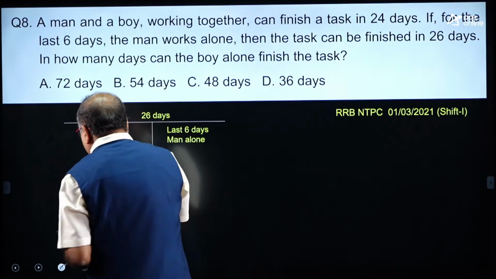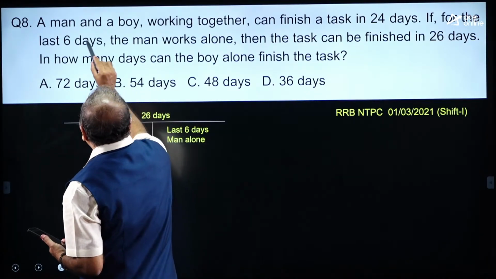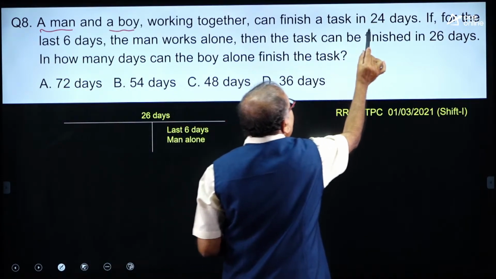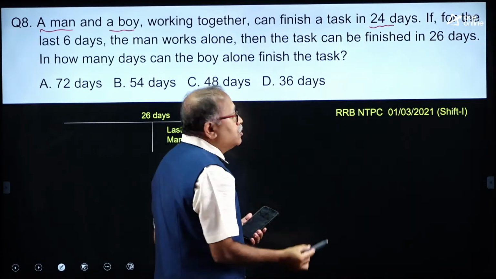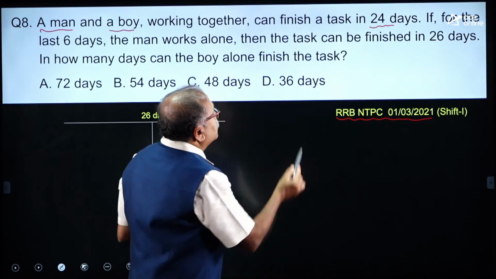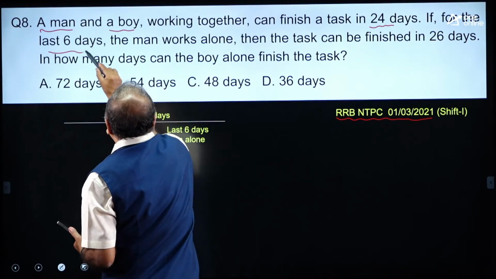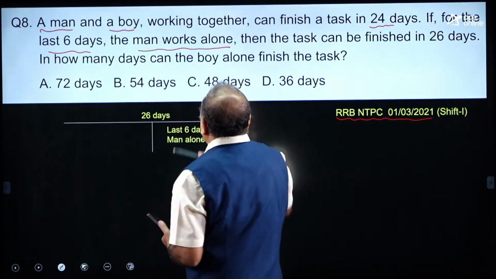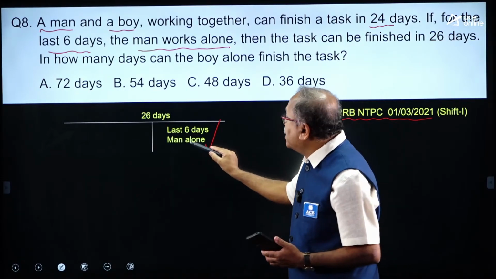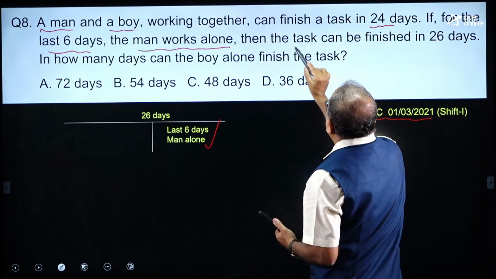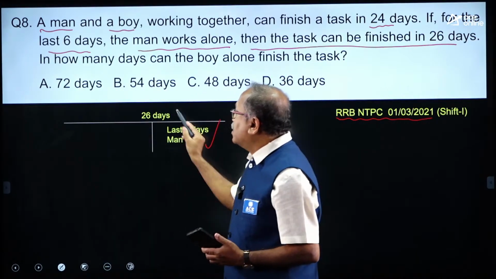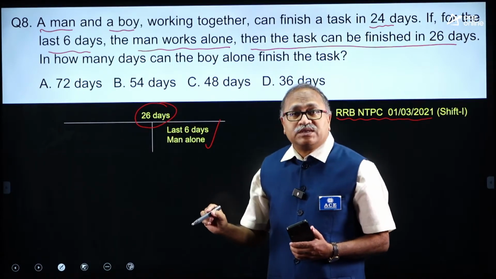Look at this. What is the question here? A man and a boy working together can finish the task in 24 days. This is also again from the RRB NTPC of 2021. If for the last 6 days the man works alone, look at this part, then the task can be finished in 26 days. The whole task is completed in 26 days.